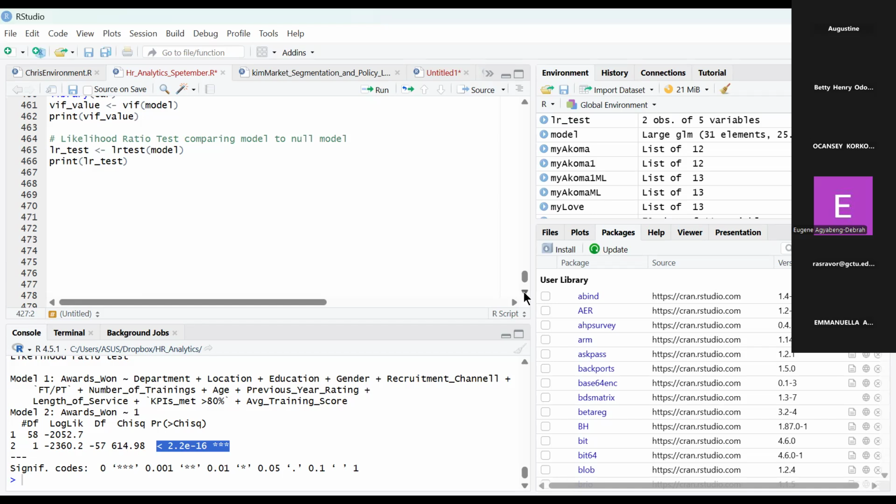Significant. How did you know it's significant? Because it's way less than 0.05. Okay.